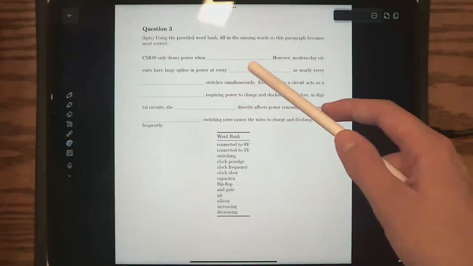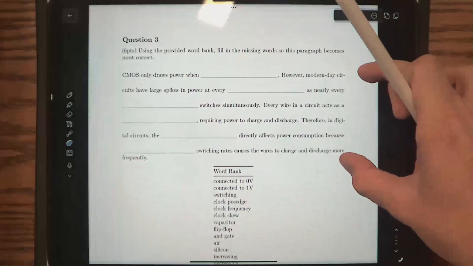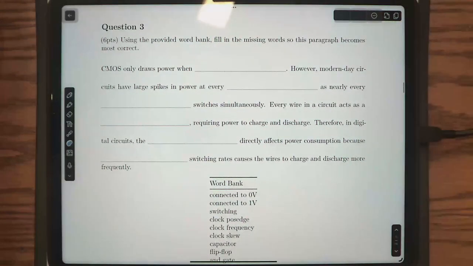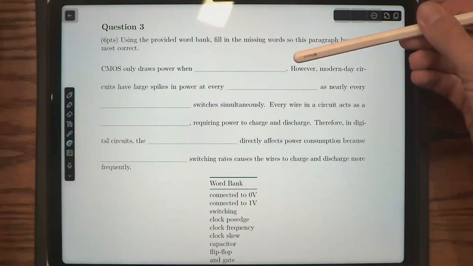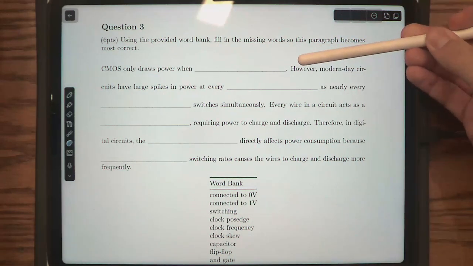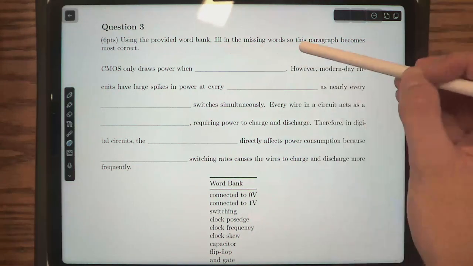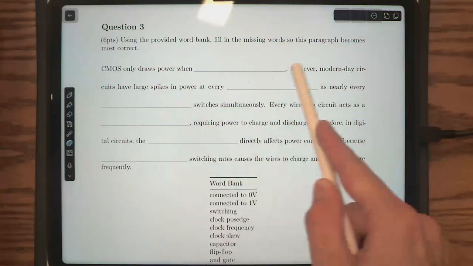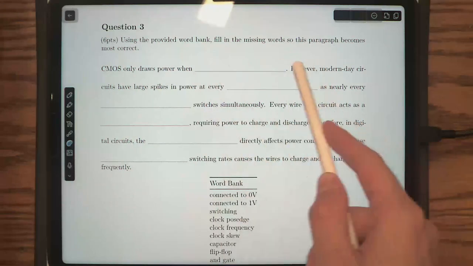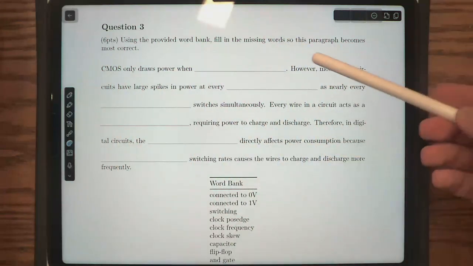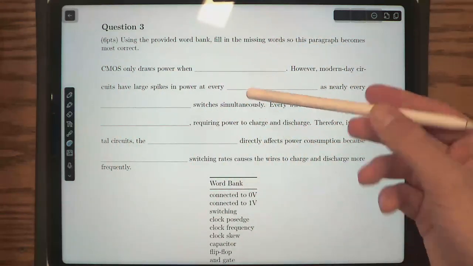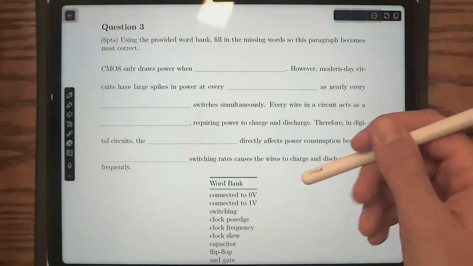This question was supposed to basically test your understanding of when CMOS draws power. About maybe 3/5 of the class got this first point right. This is kind of the entire thesis. This first sentence right here is the entire thesis of this entire paragraph. What determines when CMOS draws power?